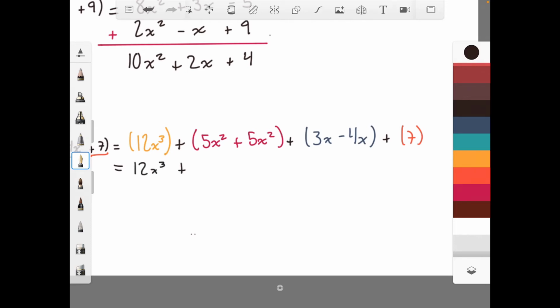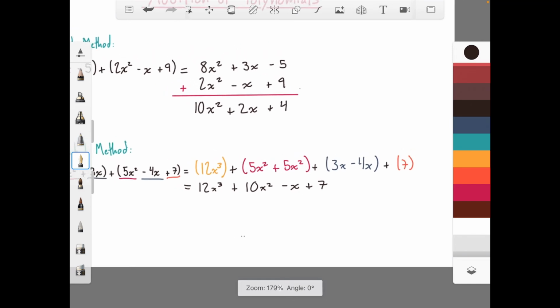And now 5x to the second power plus 5x to the second power, 5 plus 5 is 10x to the second power. Now we have 3x minus 4x, which is equal to negative x, so minus x, and finally plus 7, and that will be our final answer.